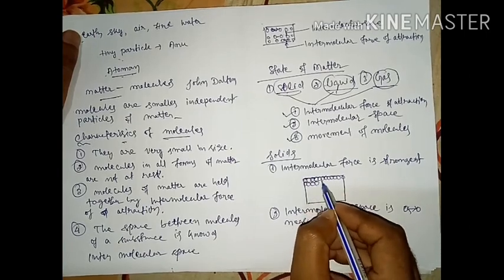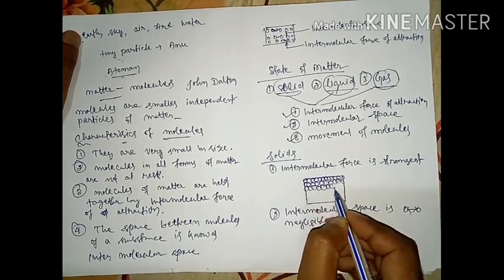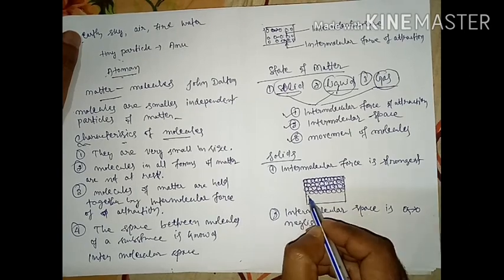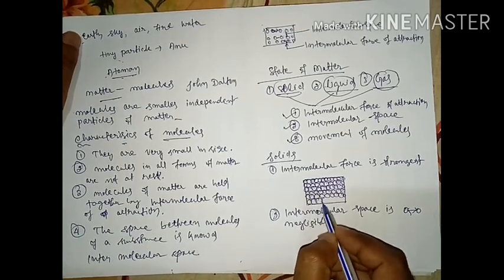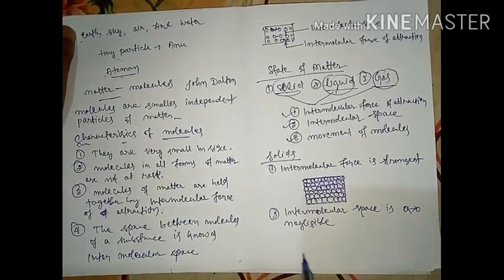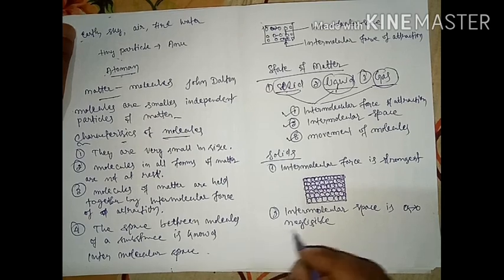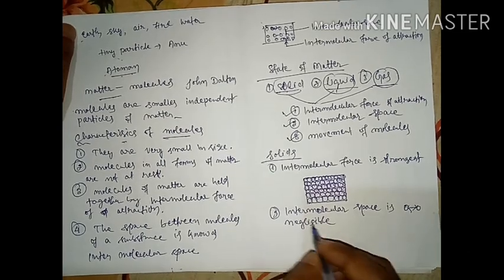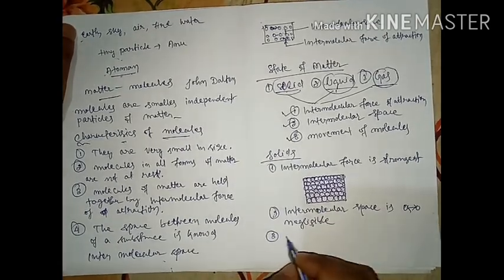So this is a diagram of a solid. This round which I am drawing, these are your molecules, and this entire body is a solid body. You can see the molecules are tightly packed and the intermolecular force is strongest. Can they move easily? No, very difficult. The molecules do not move about, but only vibrate in their fixed place. They vibrate when we apply some heat.